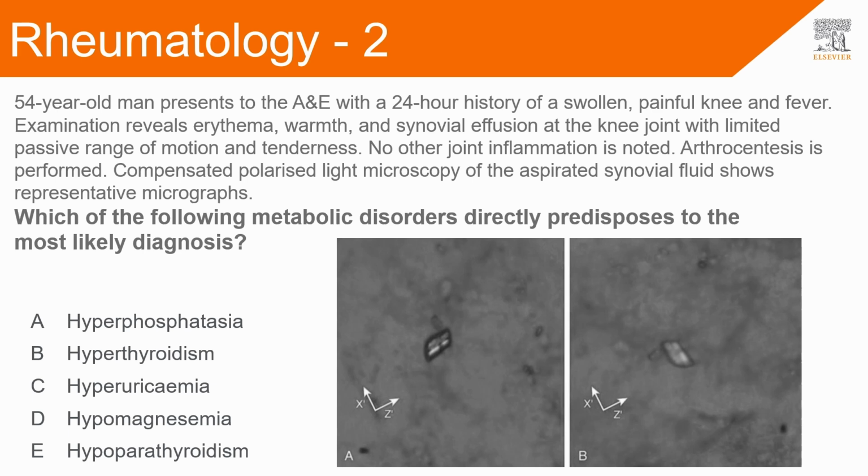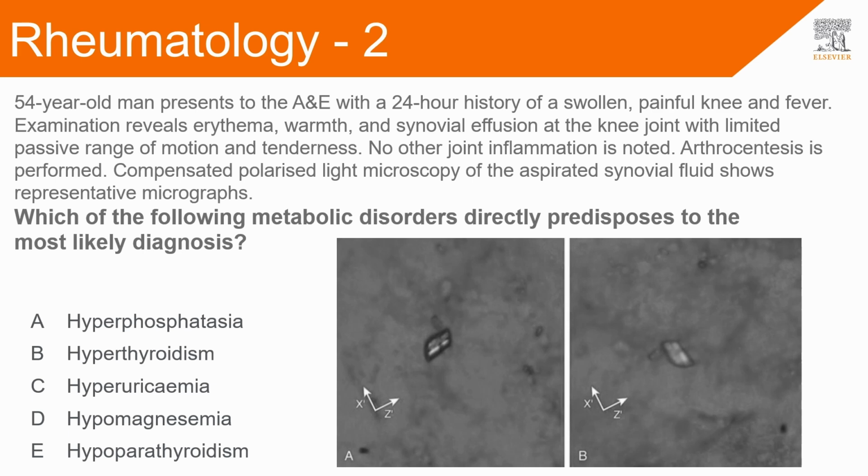Okay, you take a sample of fluid and you do light microscopy from the aspirated synovial fluid, and this is what you see. The question is not what is the diagnosis. The question is, which of the following metabolic disorders directly predisposes, increases the risk of the most likely diagnosis? Have a think. Okay, have a think of what this could be.